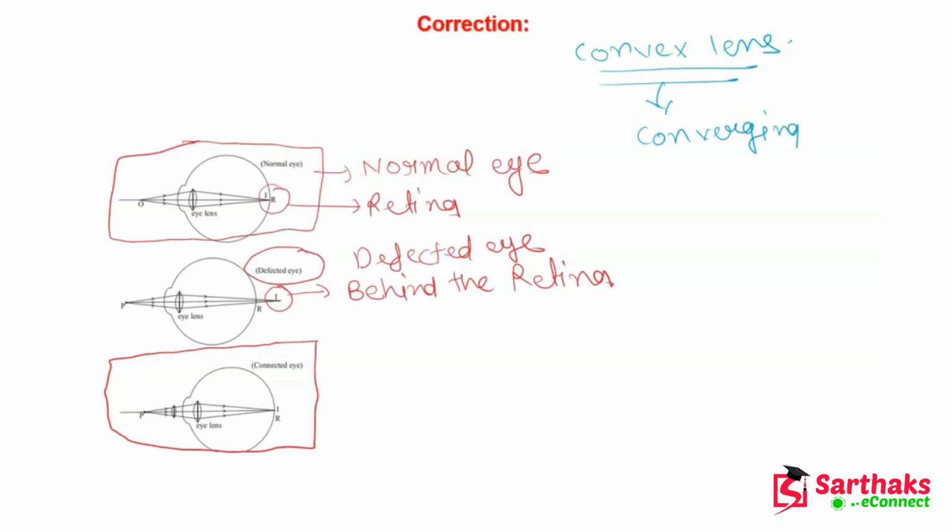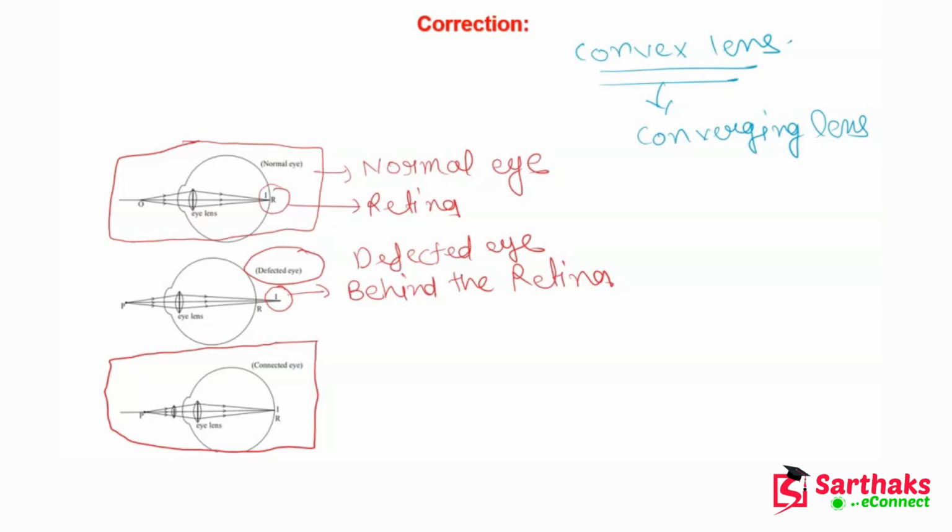A converging lens. Now guys, you can see here the rays diverge at this point. So if we keep a converging lens before an eye lens, then what will happen? It will converge the rays and this will make its image at the retina. Okay guys, so this is how we correct this hypermetropia.